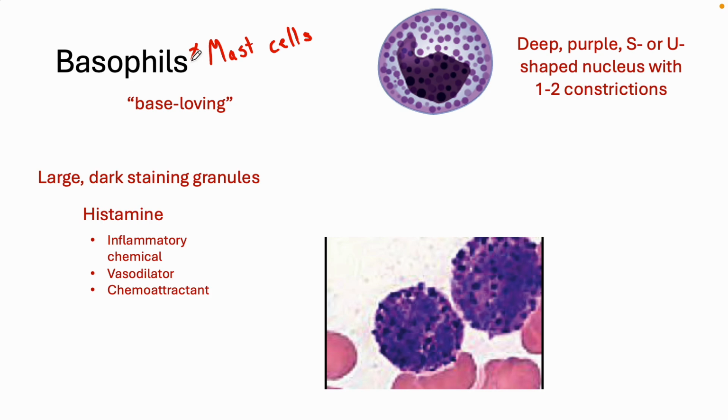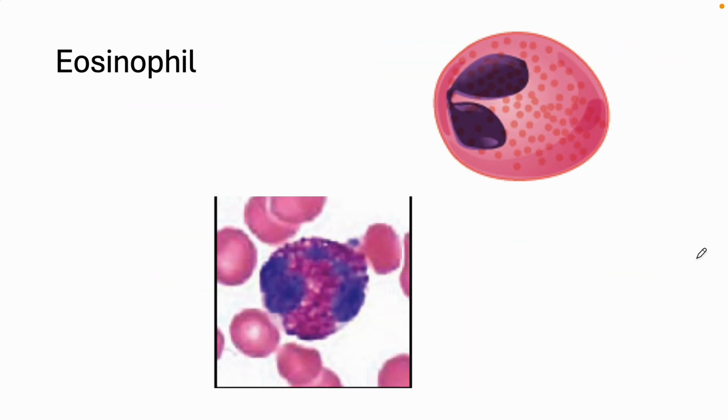How they are similar is that they both have granules that are rich in histamine. They both are going to bind to IgE antibodies. The IgE is one of the stimulating factors that lead to release of the histamine. So the histamine and the IgE are things that they share with mast cells. All right, the next type of cell is the eosinophil.